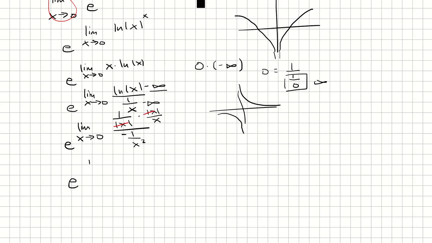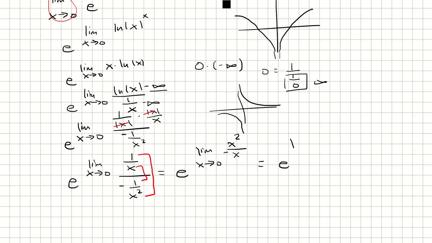I have e to the limit as x approaches 0. We have 1 over x on the top, and then negative 1 over x squared on the bottom. This will simplify. So we'll simplify this by multiplying these two over these two. So it'll be x squared over negative x, which is really the same thing as just negative x. And if I plug in x equals 0, I end up with the limit being 0, which e to the 0 is equal to 1. And that's going to be my final answer.